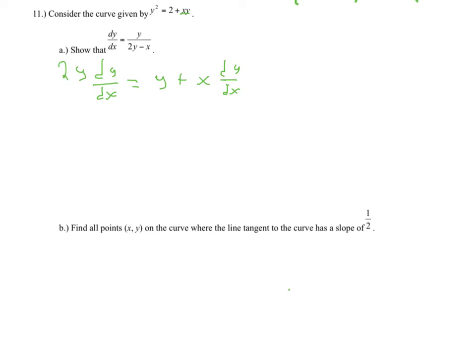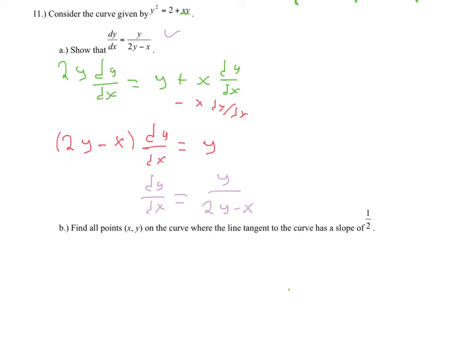Let's get everything with the dy dx on one side. I can subtract over this x dy dx, and on the left side we'll have 2y minus x, and these both had a dy dx, so we'll factor it out. On the right side we're just left with y. Divide both sides. Dy dx is equal to y over 2y minus x, which is exactly what they gave us.